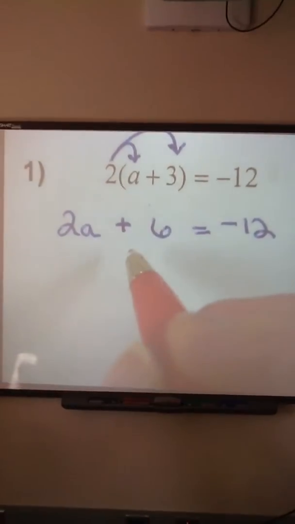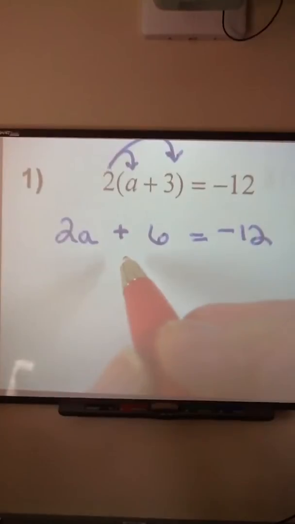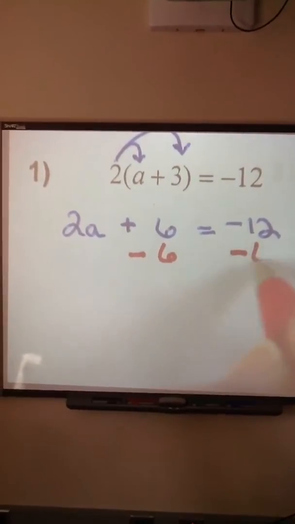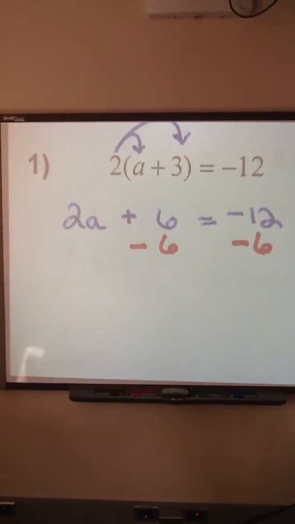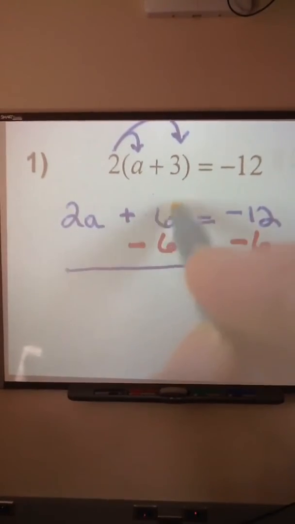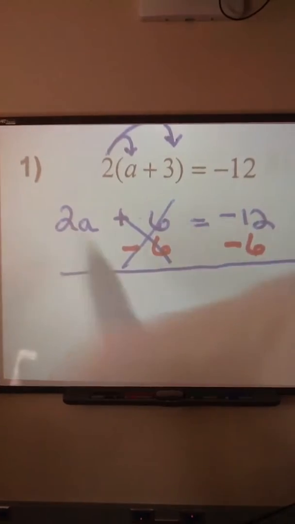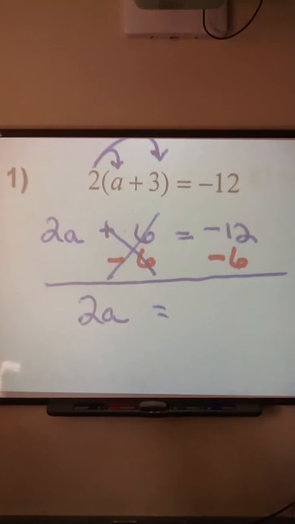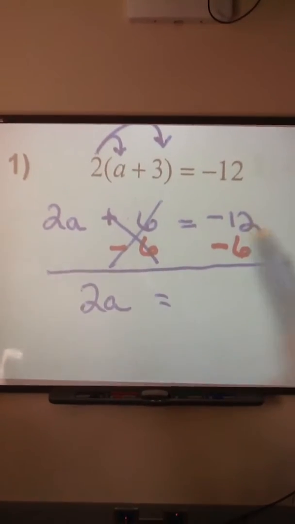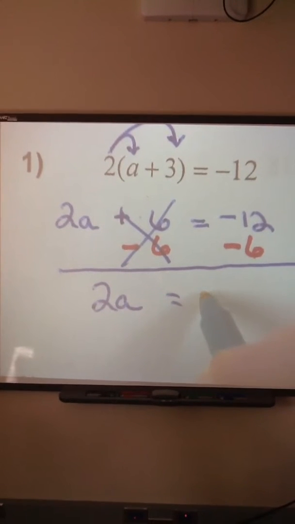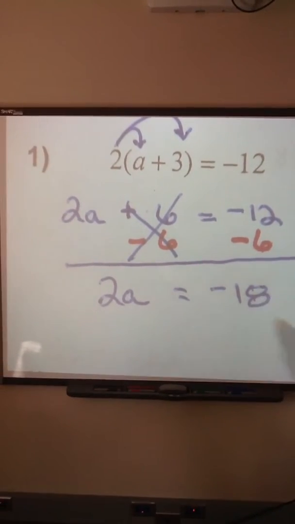So we're back to our 2-step equations. The opposite of adding 6 would be to subtract 6. So we put a minus 6 on each side. The plus 6 and the minus 6 eliminate each other, so we're left with 2a. And on this side, negative 12 and minus 6, or you can think of it as negative 12 plus negative 6 if you want, becomes a negative 18.